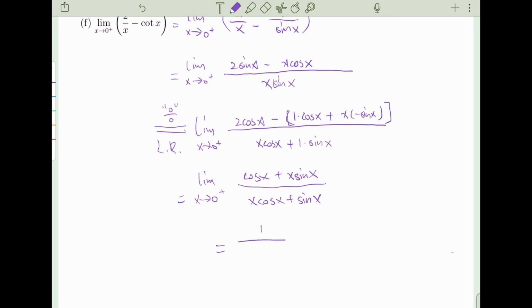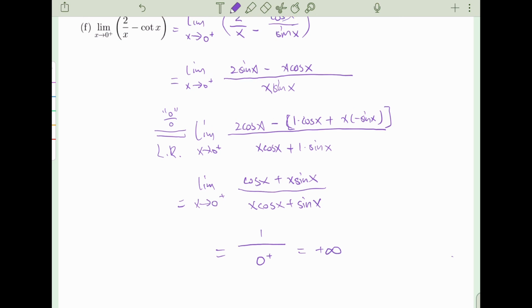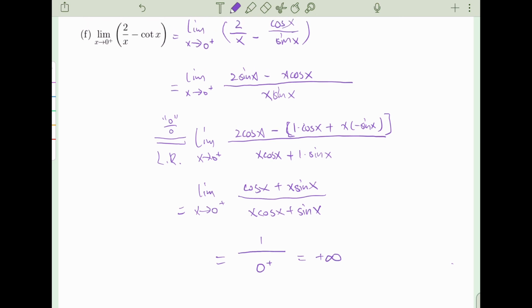And the bottom is going to 0, but it's positive 0. By writing positive 0, I mean it's a little bit larger than the number 0. It's a very, very small positive number, because we can judge from the graph that when x is approaching 0 from the right side, sine x, cos of x, and x, they're all positive numbers. So this is 1 over 0 plus, positive infinity. So that is the answer of question F.